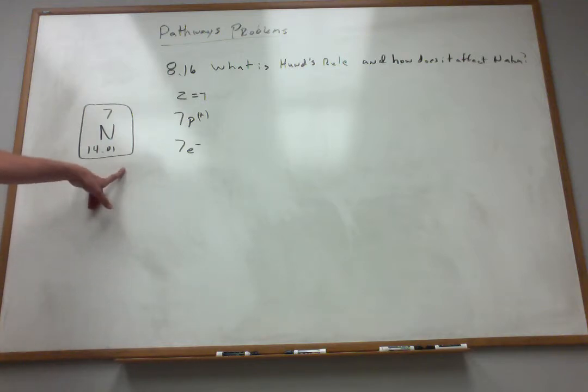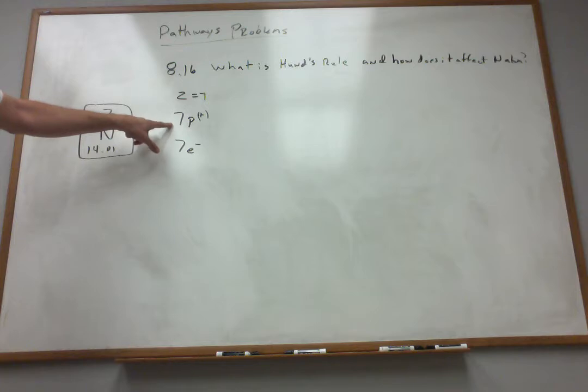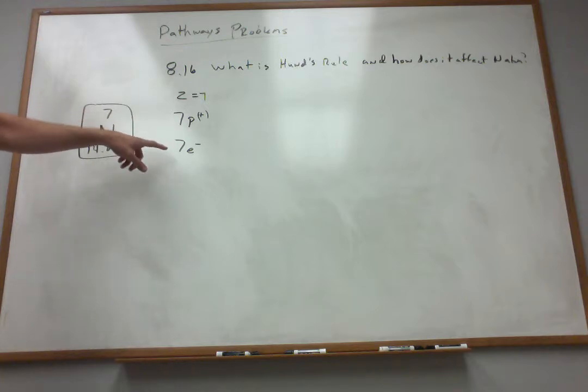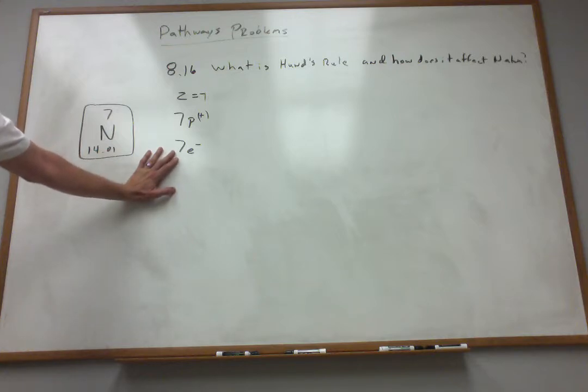I've reproduced the box for nitrogen from the periodic table. It's atomic number 7. This is its molar mass. So because it's atomic number 7, we know it's got 7 protons in the nucleus, and in a neutral atom of nitrogen, it's got to have 7 electrons. So we have to assign locations or addresses to 7 electrons, okay?